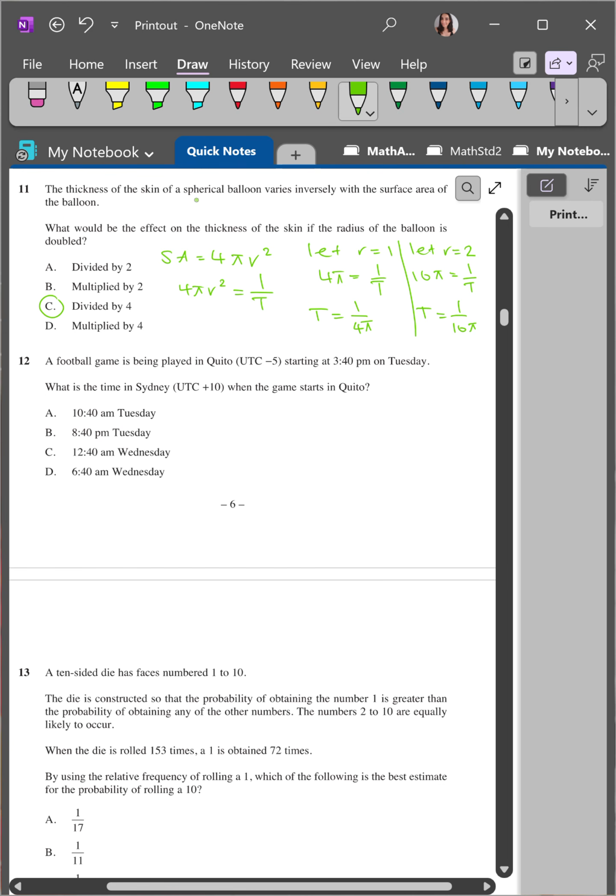If we add logic into it, if you think of a balloon and when it's getting blown up, the thickness of the skin never increases, it always gets thinner. So immediately we could have cancelled B and D. And that's our final answer.